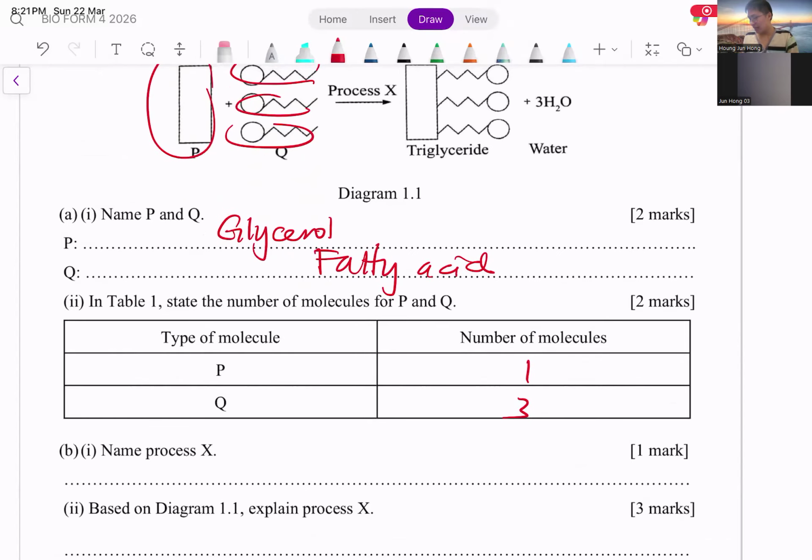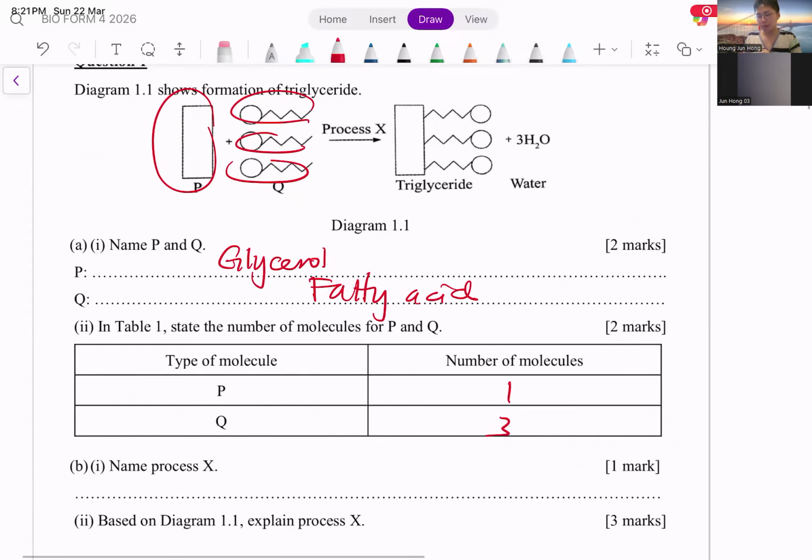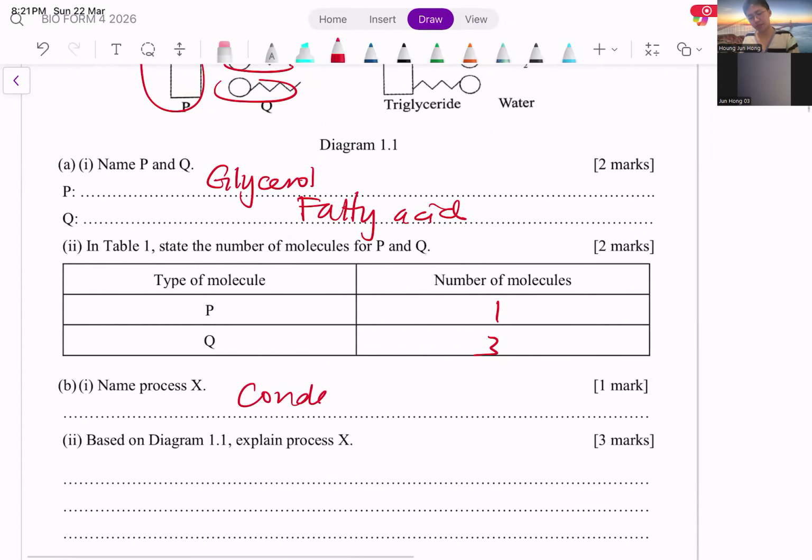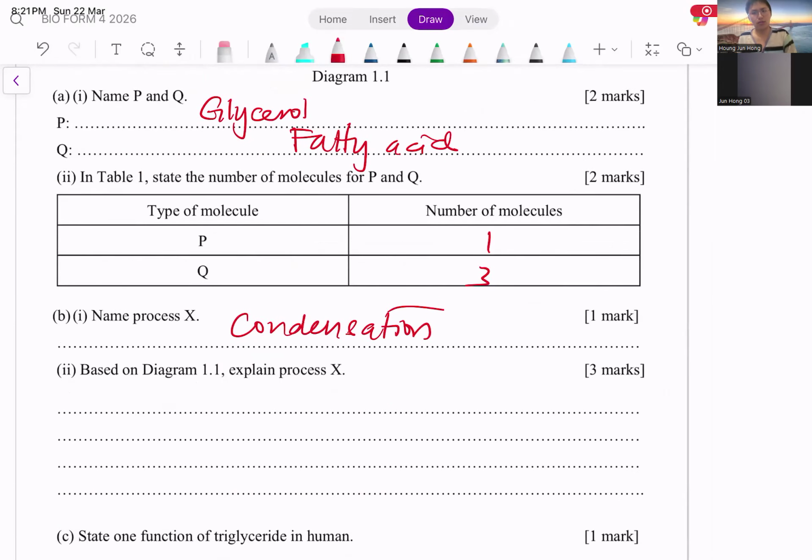Okay, cool. And next one, what is a process X? What is a process that combines all of them? Yes, condensation. And how do you explain that? Say whatever you see.